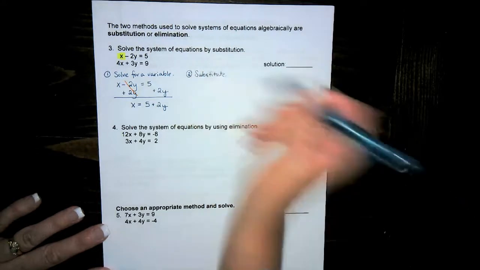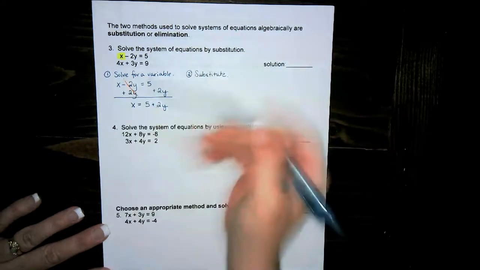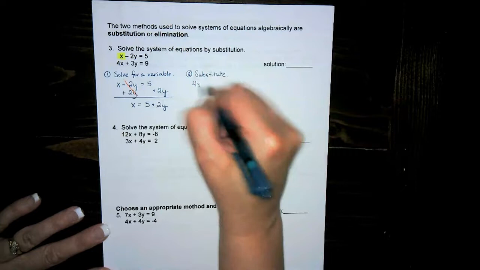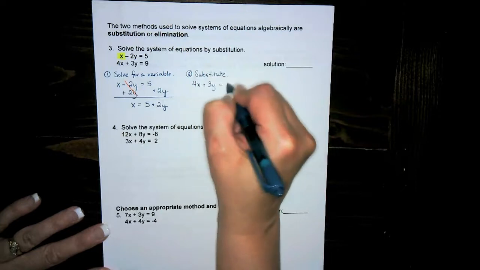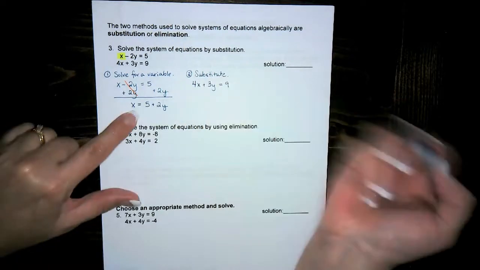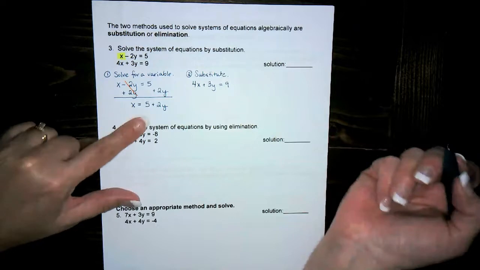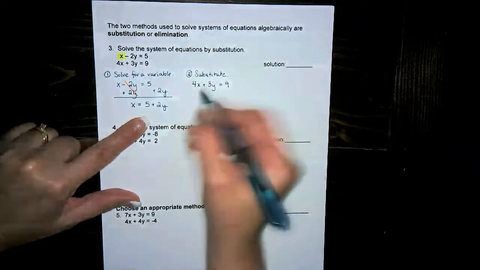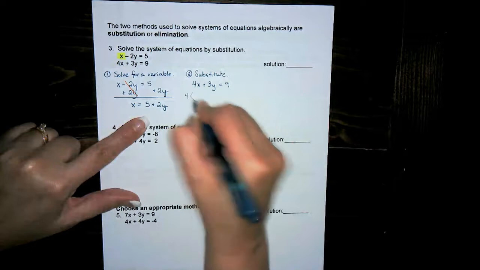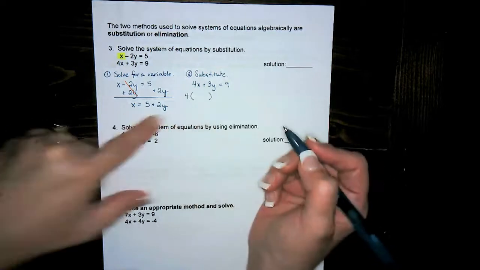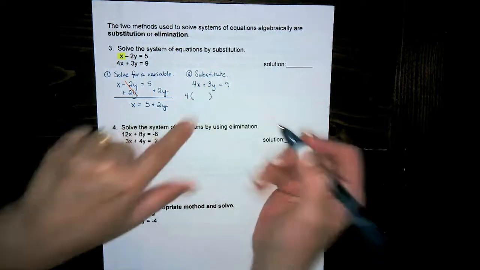So what we're going to do is now take the other equation, 4x plus 3y equals 9. And you'll notice that I have x equal by itself. So what I'm going to do is where the x is, I'm going to create a parentheses that I can put this 5 plus 2y in.